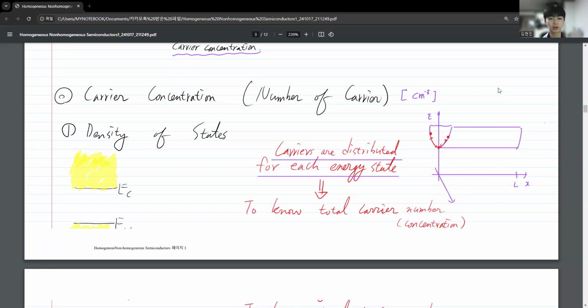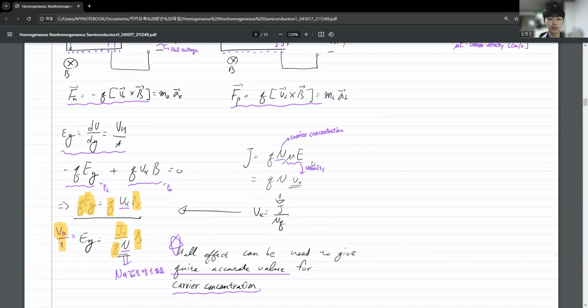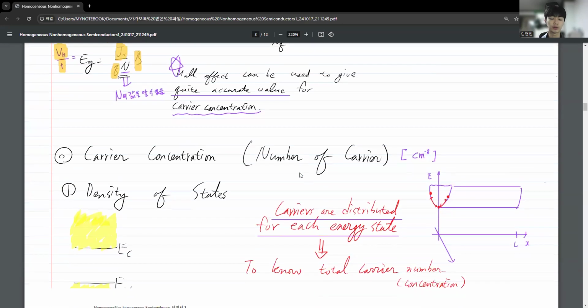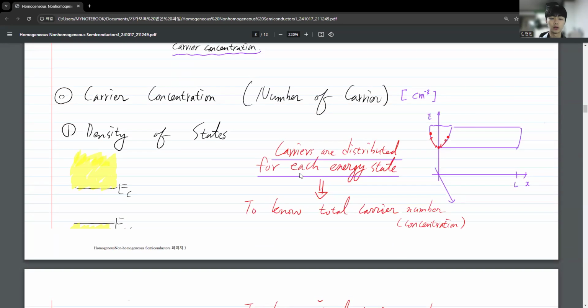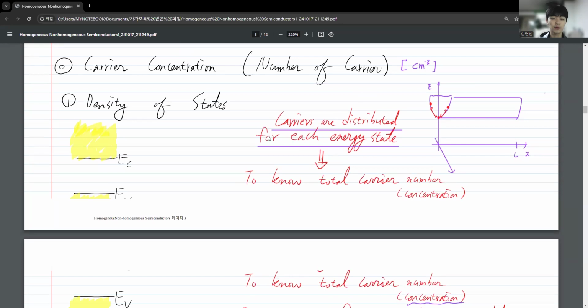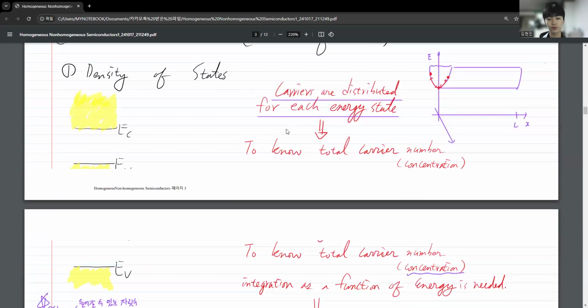Hello. I'm going to talk about carrier concentration. According to the Hall effect, we can solve for carrier concentration. To solve carrier concentration, we need the density of states and the Fermi-Dirac distribution.